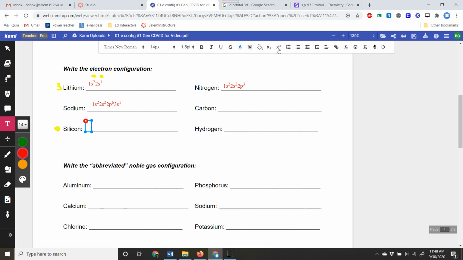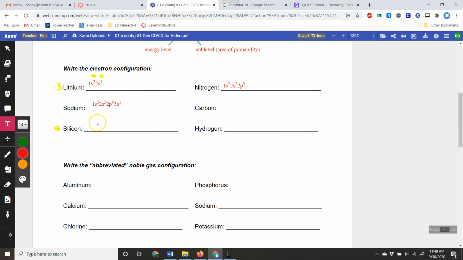Oh, well, that didn't work. Let me try again. 1s. Oh, I hate this. All right, let's try again. Sorry. 1s2. I don't know why that's not working. Let's just draw another box. All right, start over.